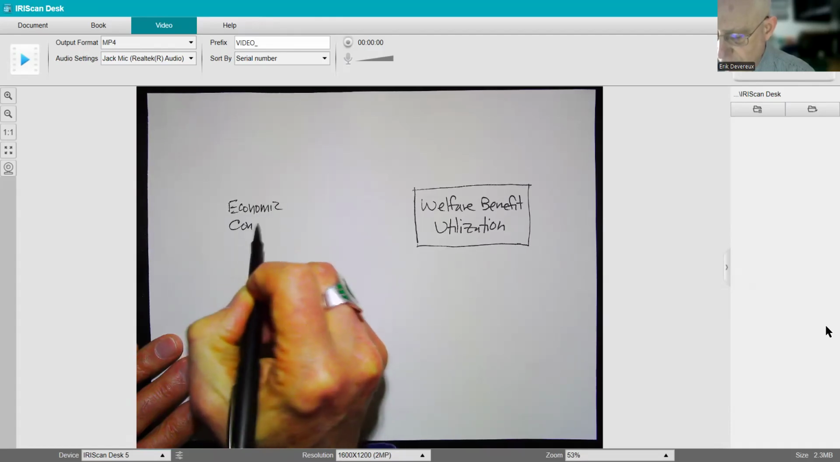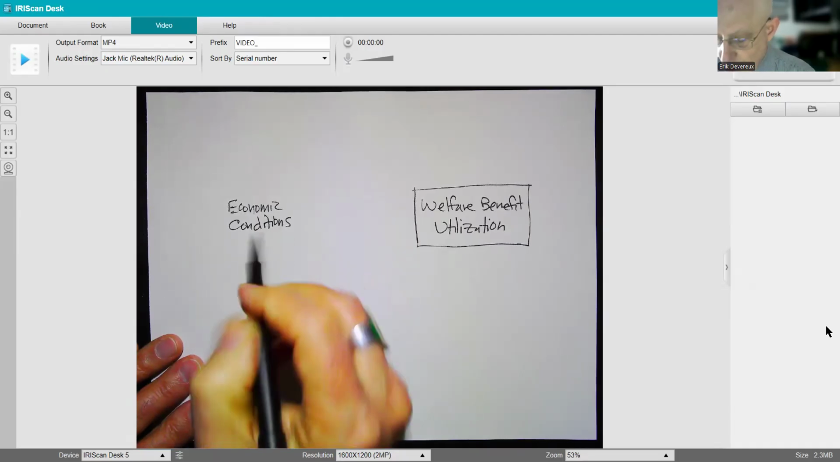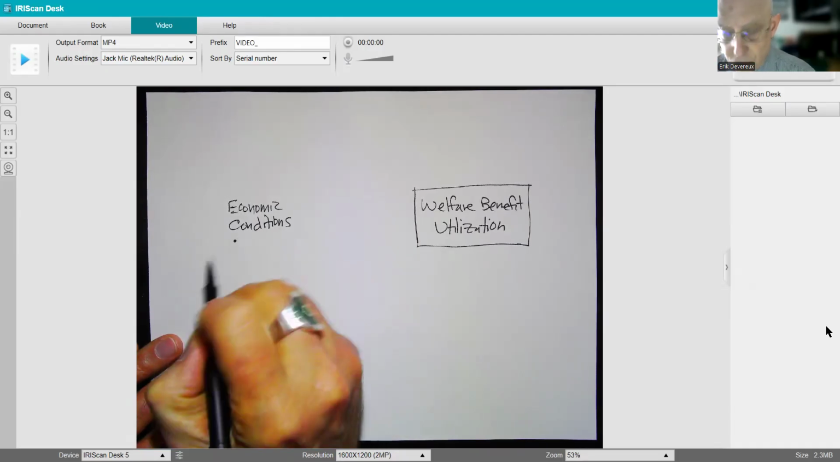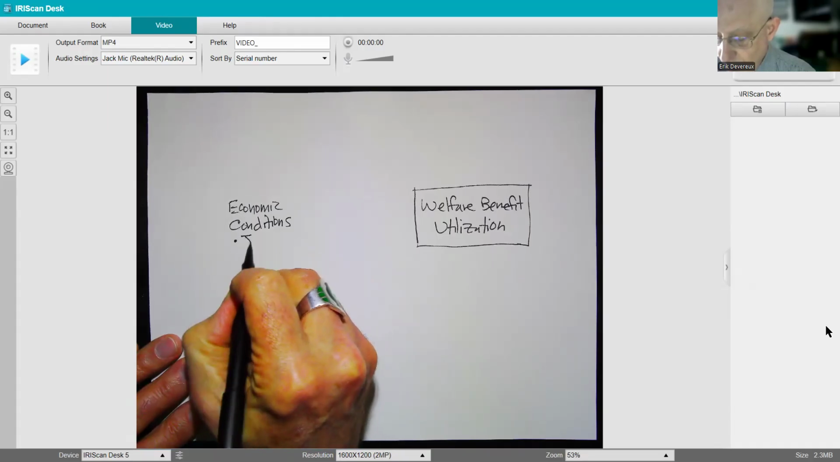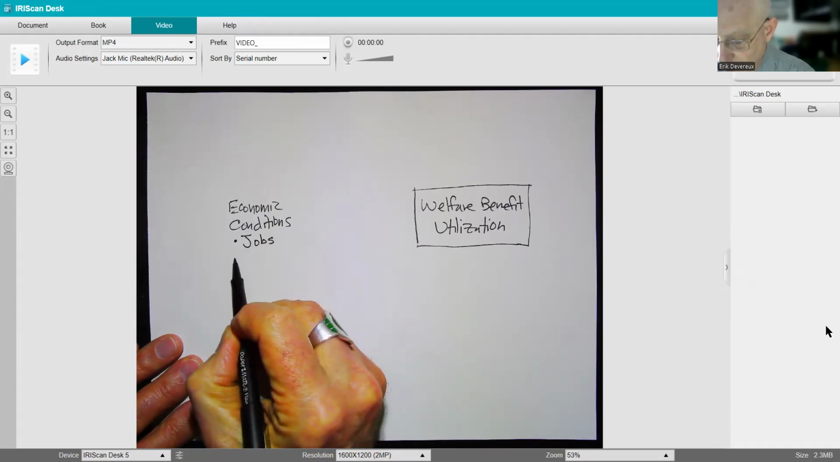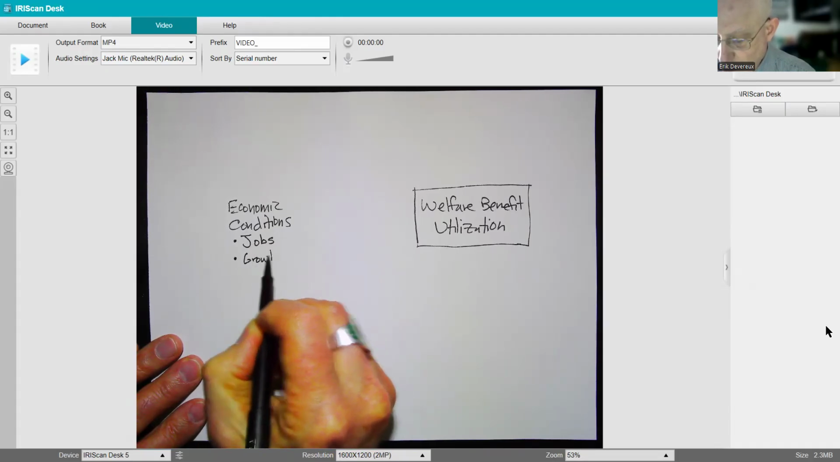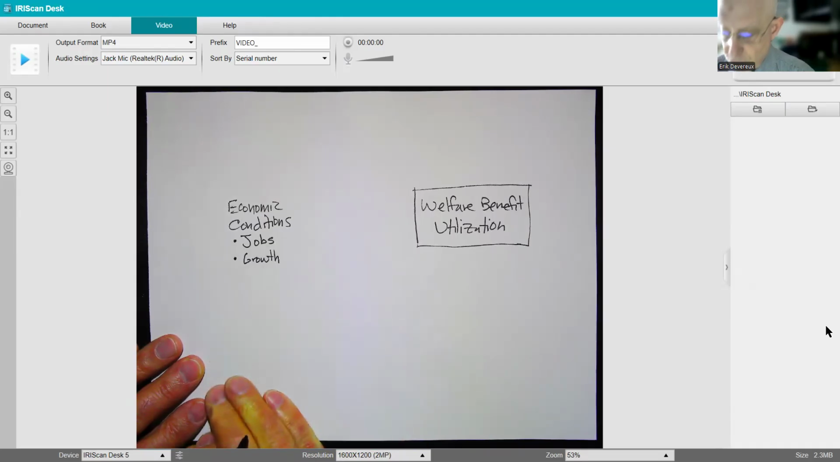So economic conditions, this is another noun, it's another quantity. We have ways we measure it. One of them is we could look at what's going on with the number of jobs, right? What's going on with growth, with measures of what's going on with growth, right?